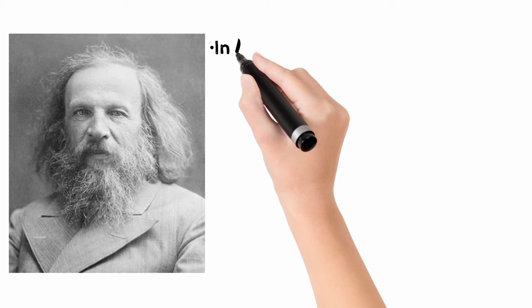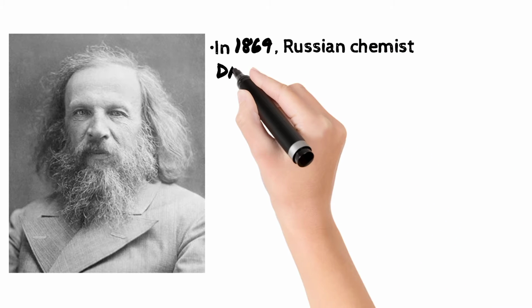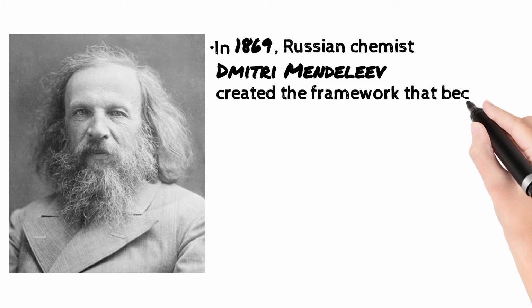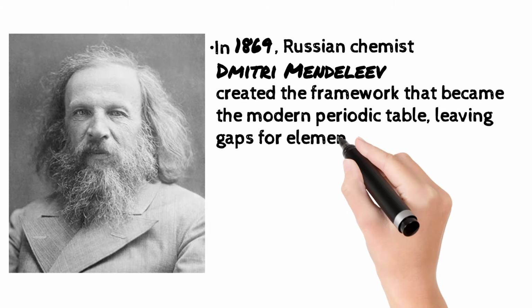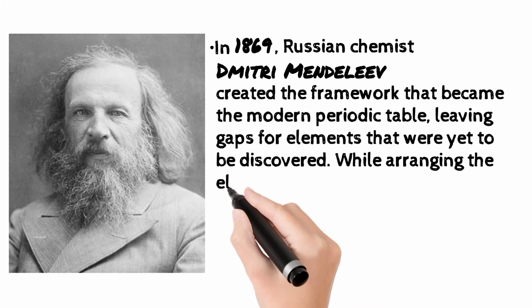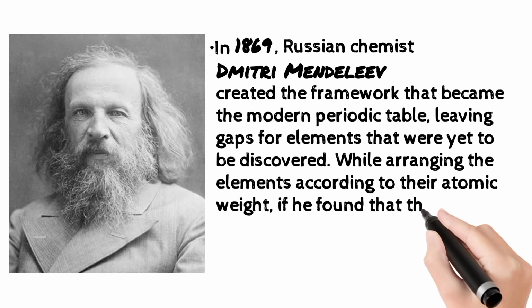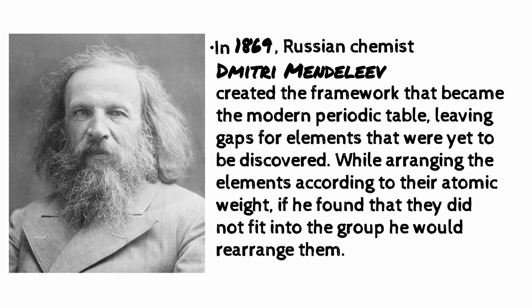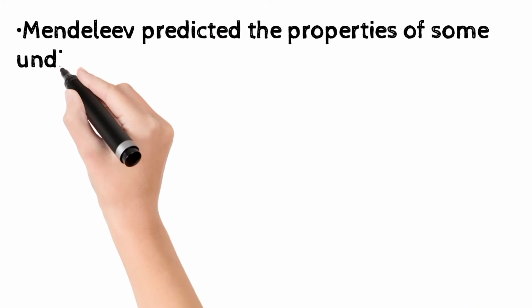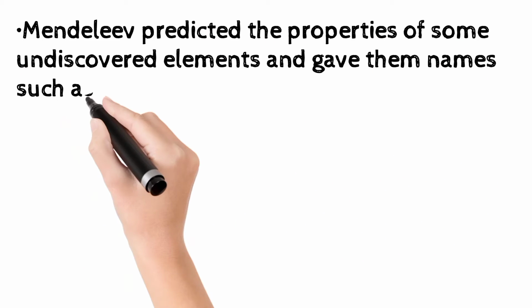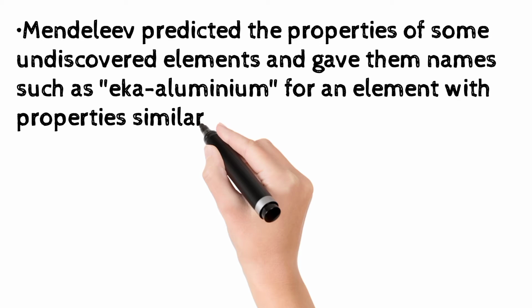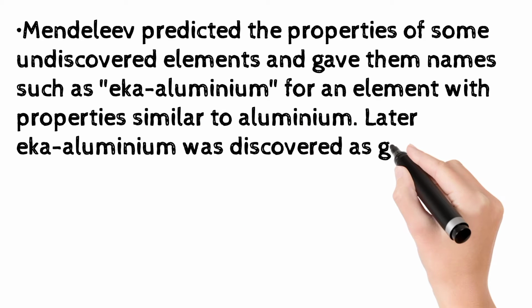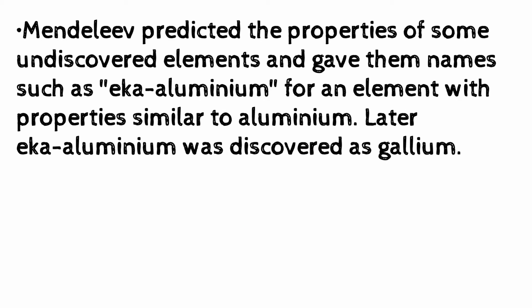In 1869, Russian chemist Dmitry Mendeleev created the framework that became the modern periodic table, leaving gaps for elements that were yet to be discovered. While arranging the elements according to their atomic weight, if he found that they did not fit into the group, he would rearrange them. Mendeleev predicted the properties of some undiscovered elements and gave them names such as Eka-aluminium, for an element with properties similar to aluminium. Later Eka-aluminium was discovered as gallium.